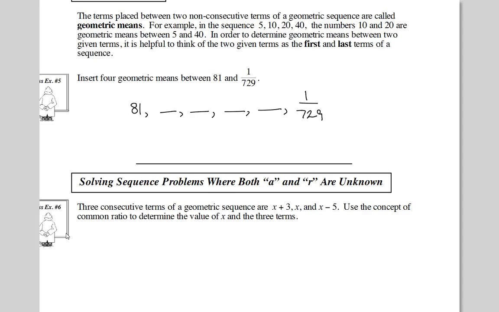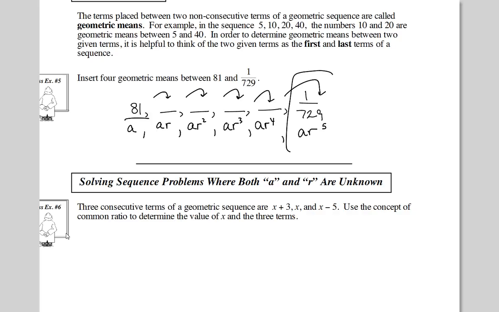So how many times would you have to multiply by r to get there? This one would be what? AR, right? The first one's A. The second one's AR. What's the third one? AR squared, and then you keep going. What's the next one? AR cubed, and then the next one is AR to the 4. So then this one is AR to the 5. So from that, we know that AR to the 5 equals 1 over 729.